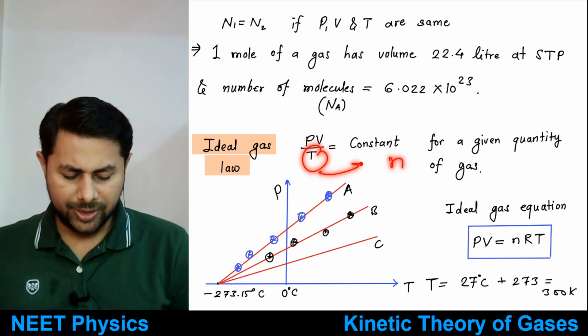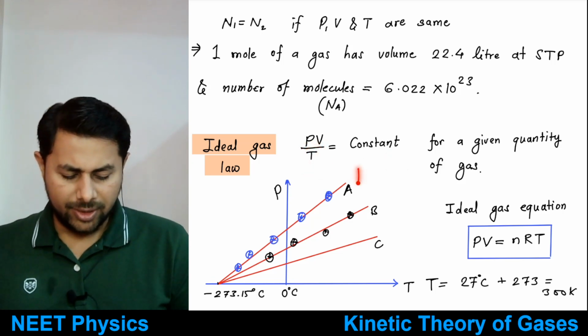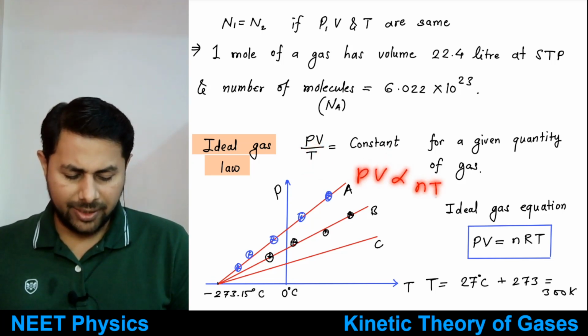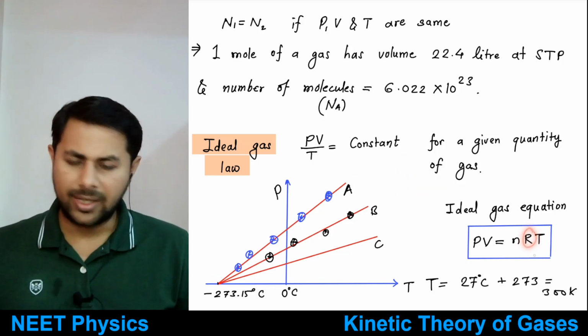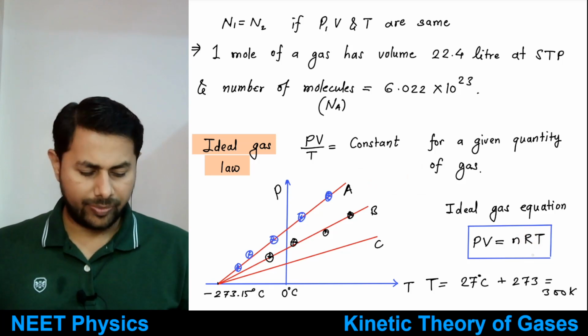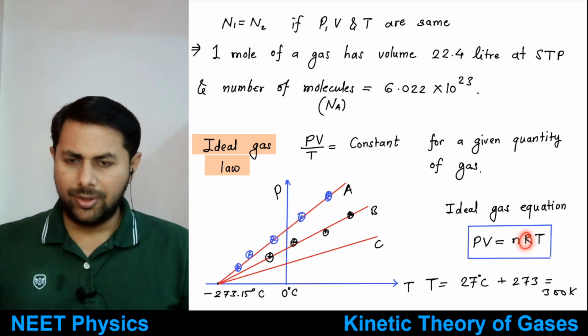And then you can move this T on this side. So PV is proportional to nT, and the proportionality constant between them is R. R is called the universal gas constant. R is called what? Universal gas constant.